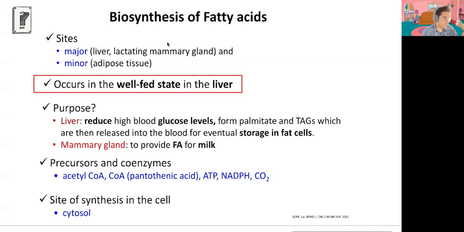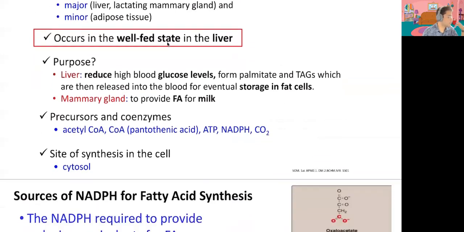Precursor: guess what? Acetyl-CoA. CoA is derived from the pantothenic acid that you covered in a lot of different cofactors for different enzymes, such as tender loving care for Nancy. ATP, NADPH, and carbon dioxide are all factors that you need.